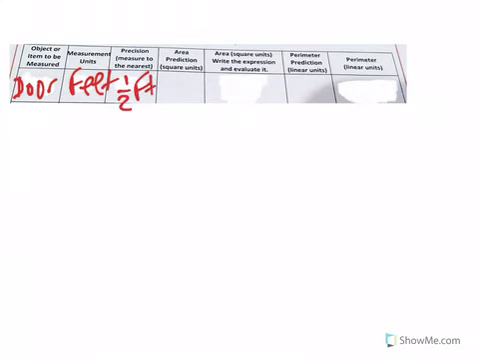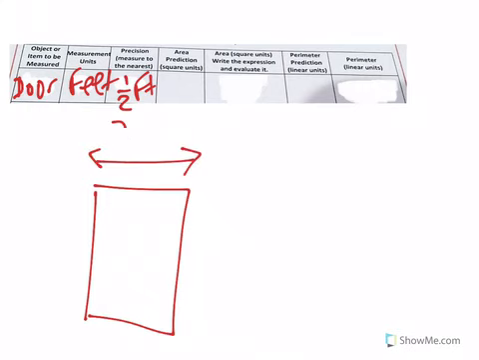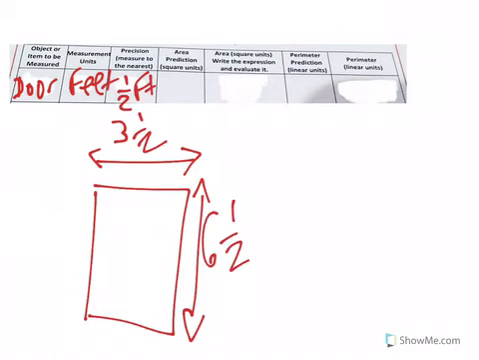So if we end up with 1.4 feet, we'll round that and we'll call that 1.5 feet. You'll be making a prediction. We're not going to do that here. And let's say we measure that door. So we go up to the door, we measure it, and the width is 3.5. The length is 6.5. So to find the area, we're going to need to multiply 6.5 times 3.5.